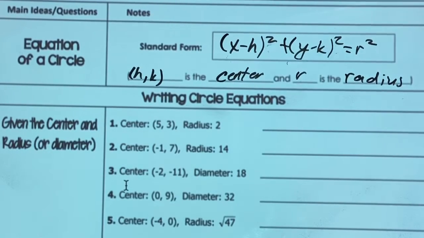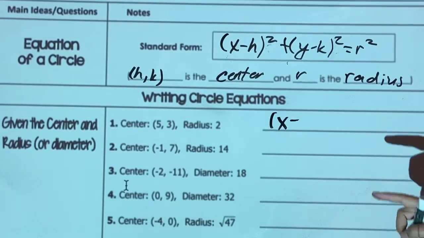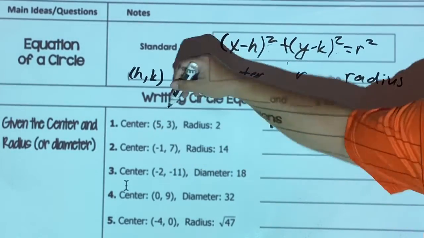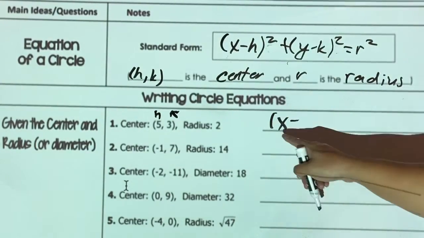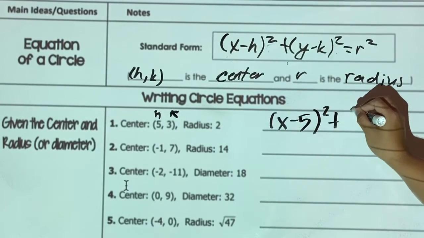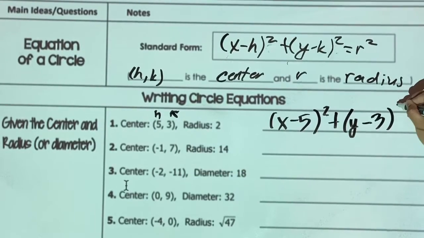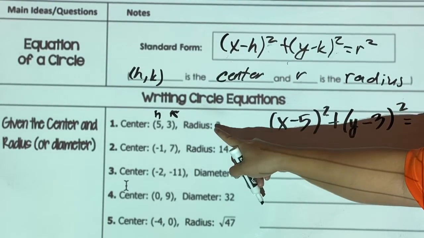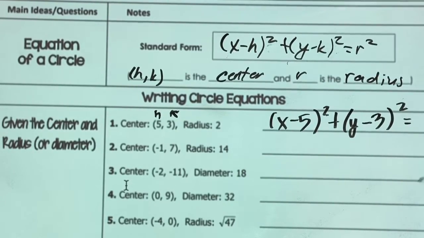Okay, so for the first one, when we're starting it off, it's always going to be x minus, and then our center is 5 and 3, right? So that means that 5 is h, and then 3 is k. So x minus 5 squared plus y minus 3 squared equals, and then your r is 2. If you substitute 2 in for r, 2 squared is going to be 4.